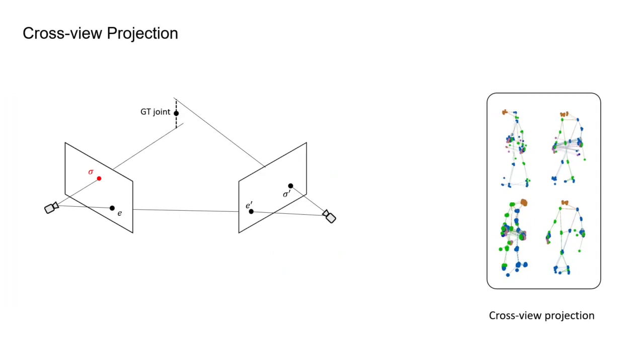Here, we visualize our cross-view projection strategy using typical two-view predictions. To find the projection of the left view on the right one, we first find the epipolar line and then select the closest point for the reference view. As seen on the right, repeating this process for all views gives each joint a point cloud.